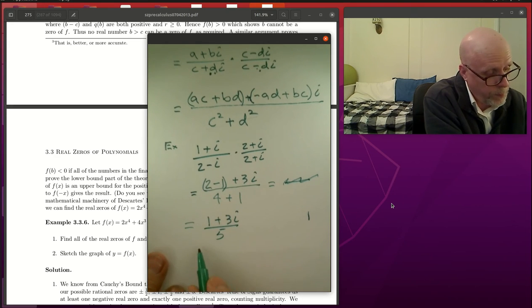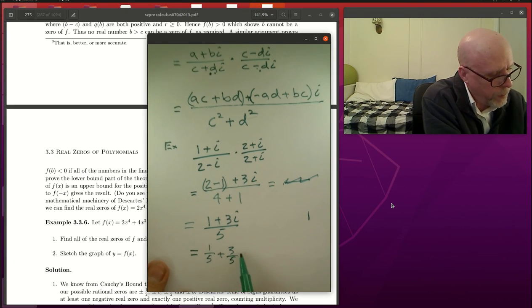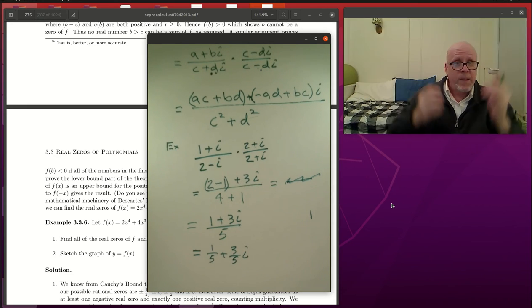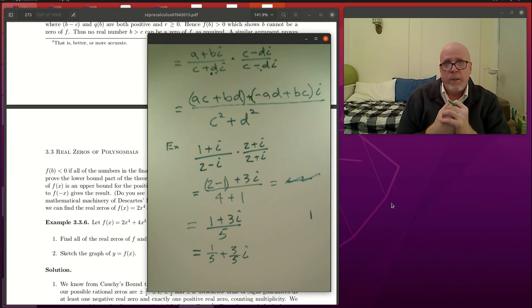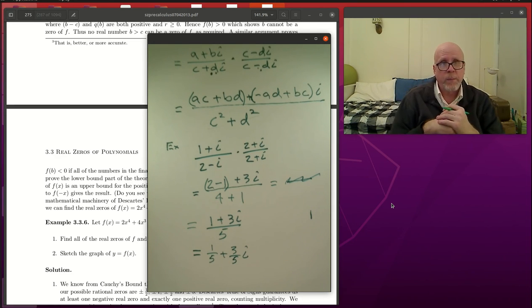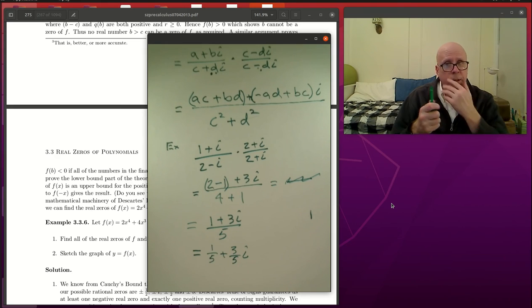And if you really want to break this down till it looks like a real number plus a real number times i, just think about dividing both of those by 5. 1/5 plus 3/5 i. So look, these complex numbers are a little tougher to deal with, but not much. Honestly, not much. You have to use the FOIL rule to get the products. You have to do this trick with multiplying by 1 in a funny way to do division.